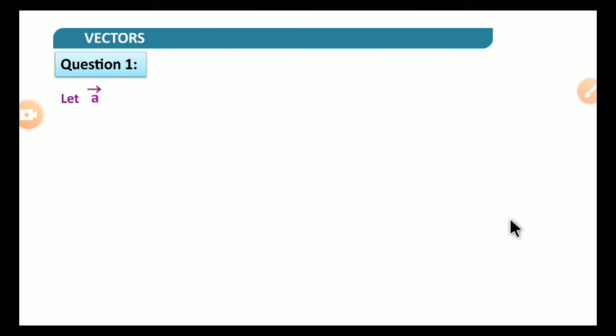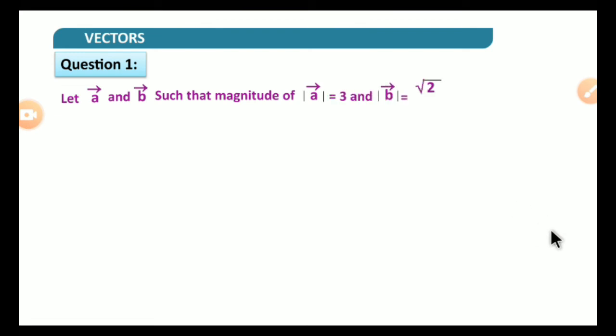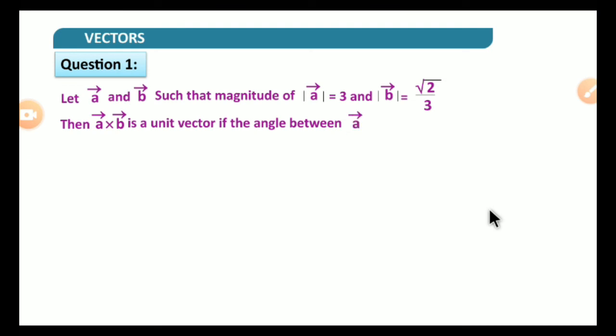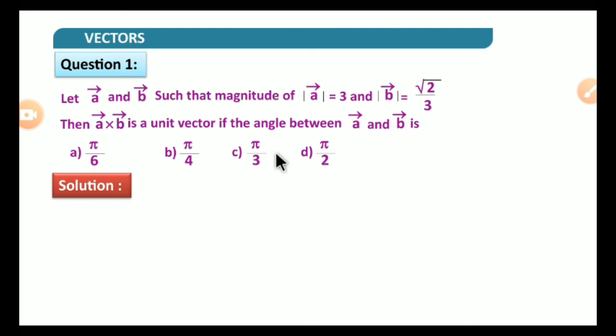Now, again one more question. Let A and B be such that magnitude of vector A is equal to 3 and magnitude of vector B is equal to square root of 2 divided by 3. Then A cross B is a unit vector if the angle between A and B is, here we have the multiple choice question. First option is pi by 6, B option is pi by 4, C option is pi by 3 and D option is pi by 2.